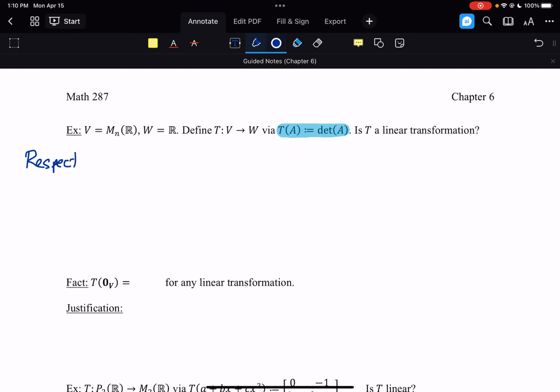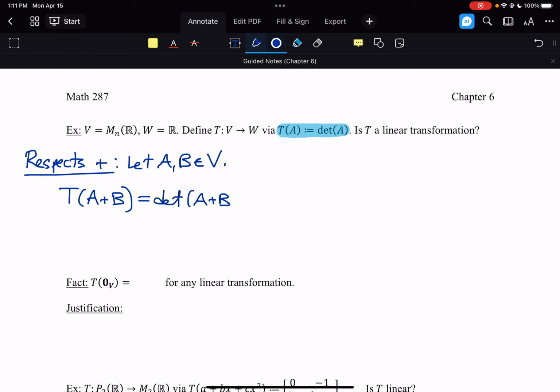So let's check whether or not it respects addition. So we're going to let A and B be elements of V. So these will be n by n matrices. So we'll take T of A plus B, transform that. That would be the determinant of A plus B.